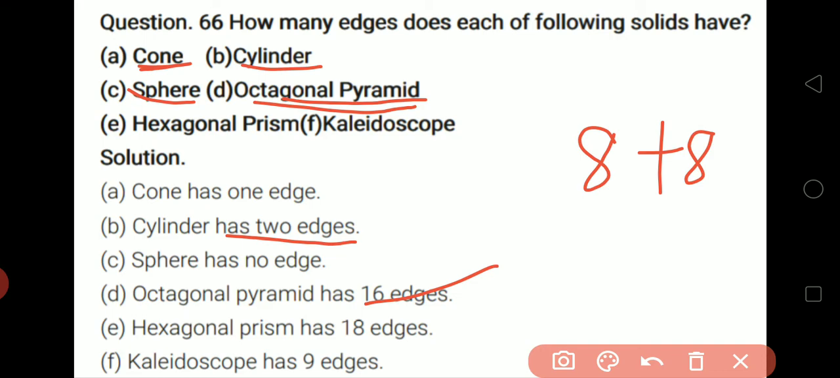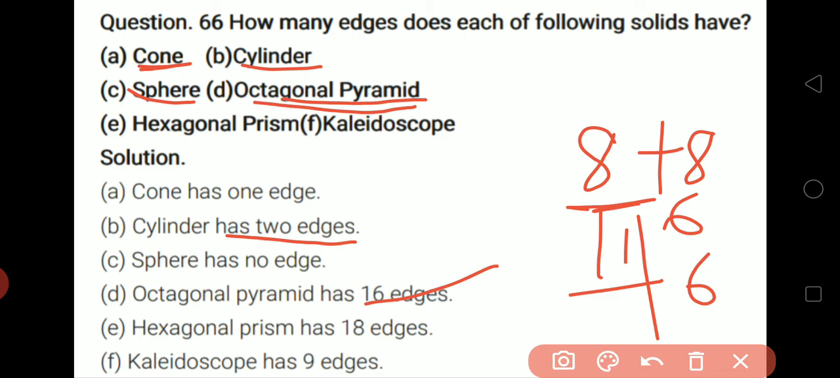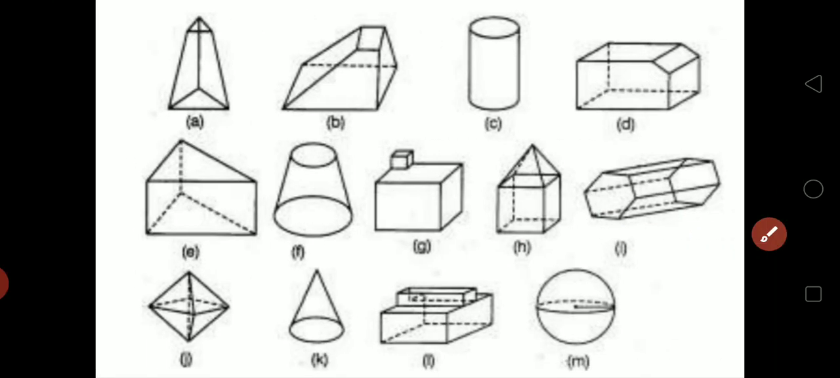Hexagonal prism: it must have a hexagon at the base, a hexagon at the top, so 6 plus 6, and 6 as the side edges, so 6 plus 6 is 12, plus 6 is 18 edges. Now a kaleidoscope has 9 edges. Come to the next one.